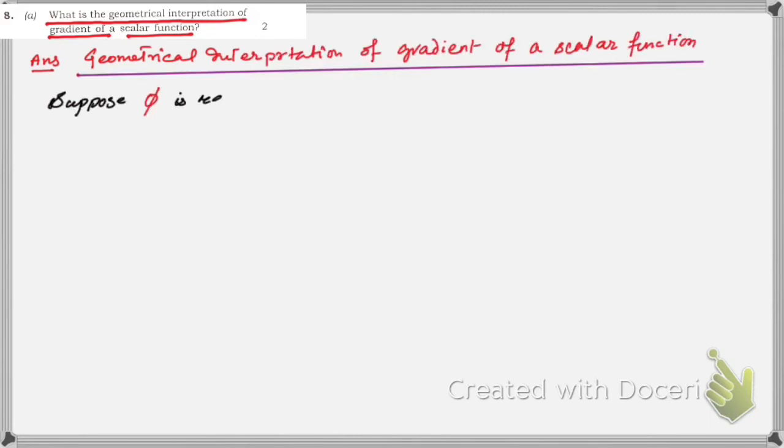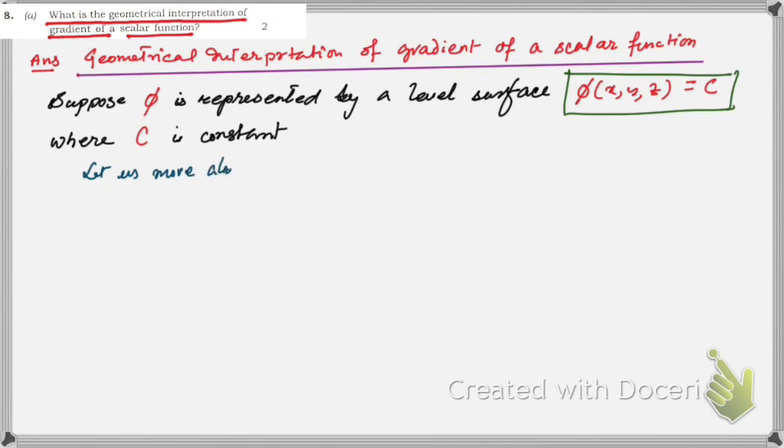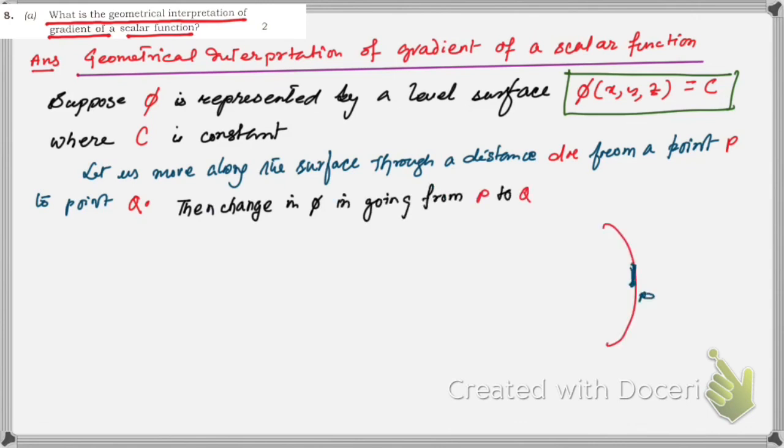Let us suppose we have a scalar function phi represented by a level surface, that is phi, which is a function of x, y and z, is equal to c, where c is constant. Now let us move along the surface through a distance dr from point P to Q. Then the change in phi going from P to Q, over this distance dr, will be given by del phi.